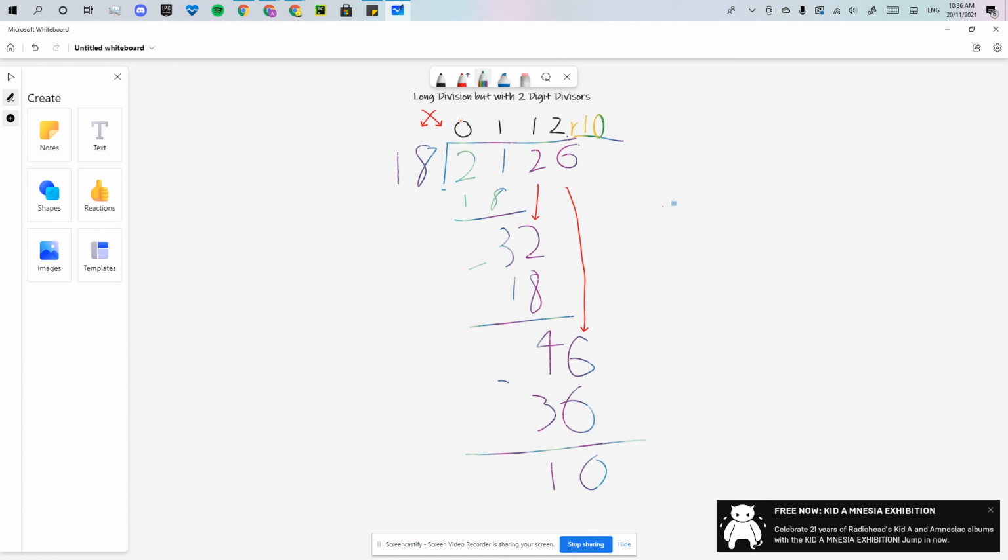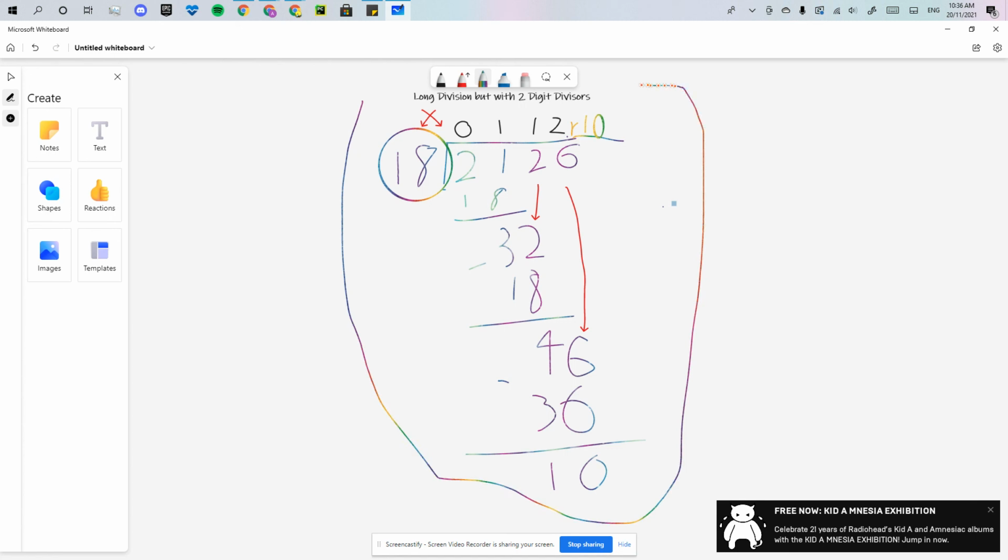In conclusion, 2126 divided by 18 is 112. So that is long division but with 2-digit divisors.